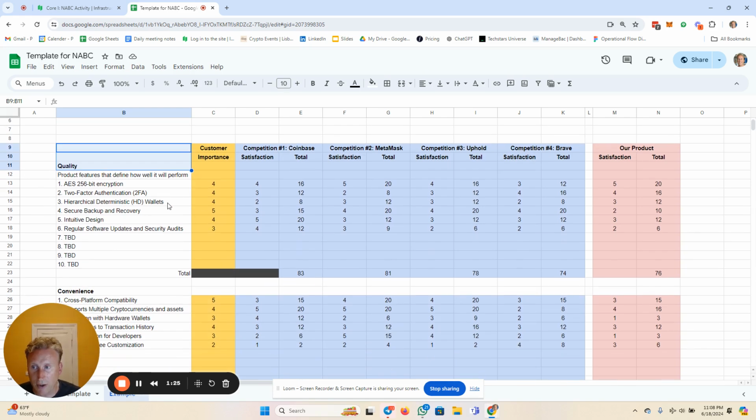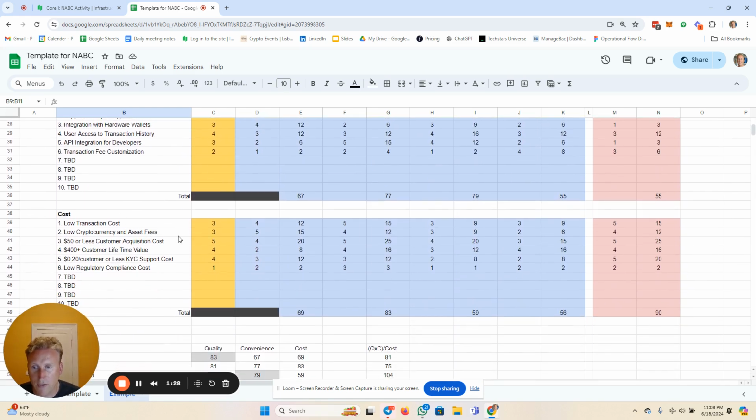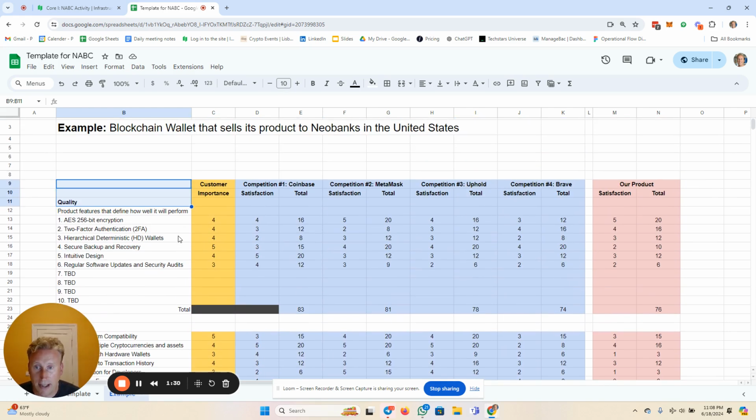Once you complete that across quality, convenience, and cost for your customers, how they perceive it, the next step is to look at your competitors. So again, ranking 1 to 5, you identify who your leading competitors are. In this instance, it's a blockchain wallet. So competitor 1 is Coinbase. We have MetaMask and Uphold, etc. And then we think carefully about how satisfied we think their products meet the customer need. So here it's 4. We think that Coinbase scored 4 out of 5 for meeting this particular requirement.